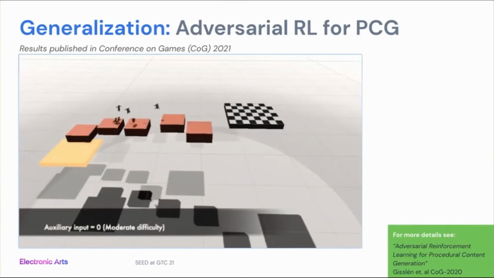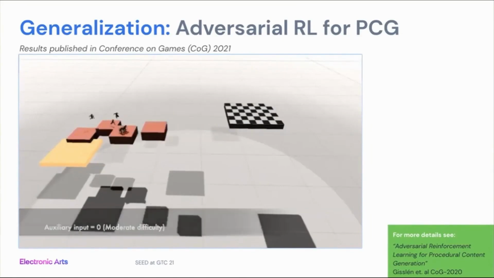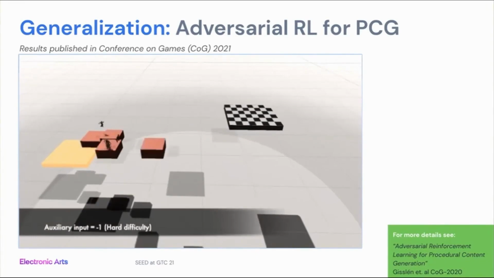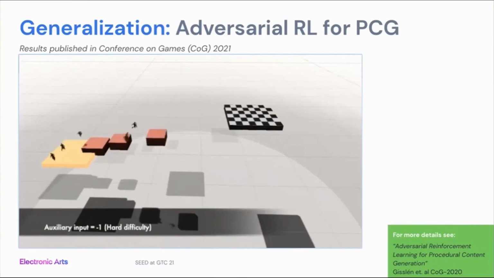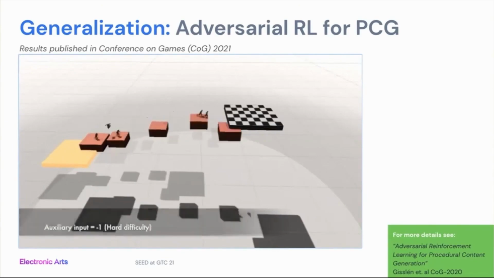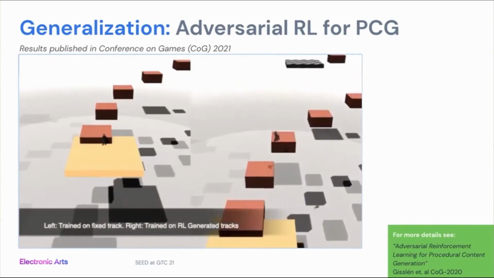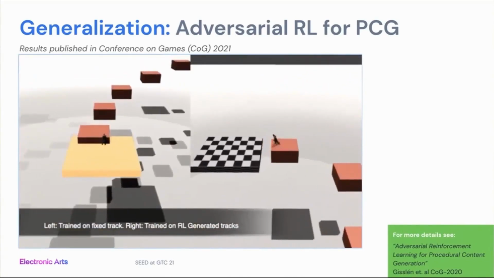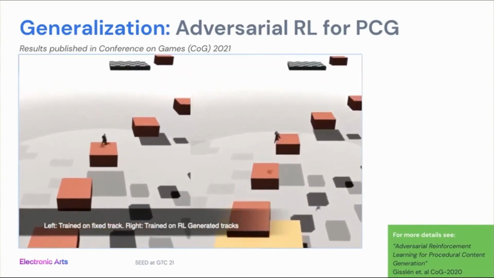And then when the auxiliary input decreases, it makes the map more difficult, but also doesn't make it impossible, because the solver is also learning at the same time. So if it becomes impossible, the solver will stop. It will not try to make the jump, and the generator will not get any reward for that. And it's really good for generation, but it also makes the solver more robust to changes in the environment.